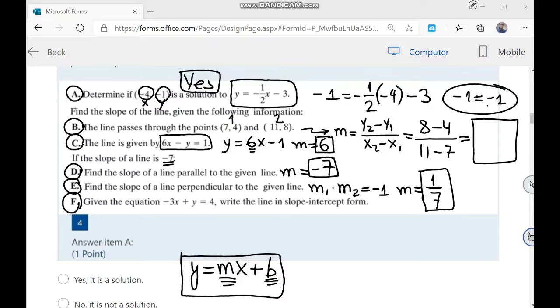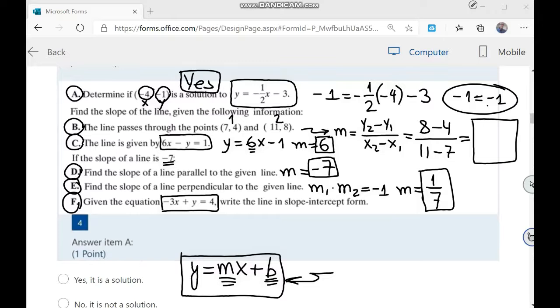Given the equation negative 3x plus y equals 4, write the line in slope-intercept form. Again, remember, slope-intercept form is y equals mx plus b. So let's rewrite this equation using the slope-intercept form. To do this, we need to apply the addition property, make some changes, and find an equivalent equation in the slope-intercept form.